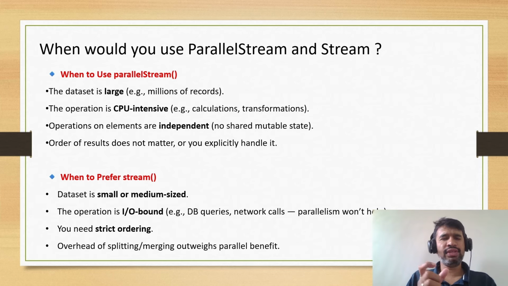Stream, if it is a very small dataset, if it is more IO bound, and when we need strict ordering, so when we have the overhead of splitting and merging, when we have such things, stream is better. So parallel stream is for large datasets, CPU intensive operations, and operations on elements that are independent. Let's say the operation of one element is not a prerequisite to another one, such kind of things.